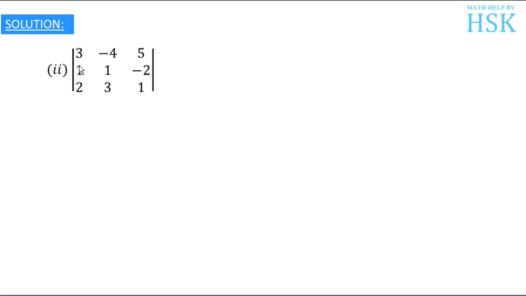In the second part, I have been given the determinant 3 minus 4, 5, 1, 1 minus 2, and 2, 3 minus 1. So this can be expanded about any row or any column, because I don't have any preference about the values with which I could expand. So generally I expand about the first row.